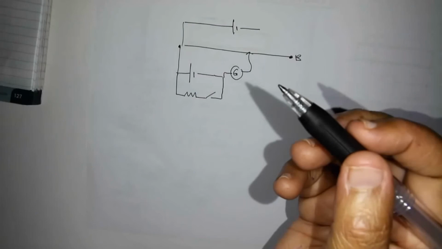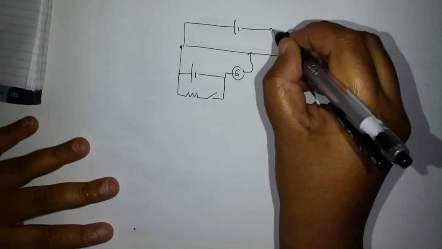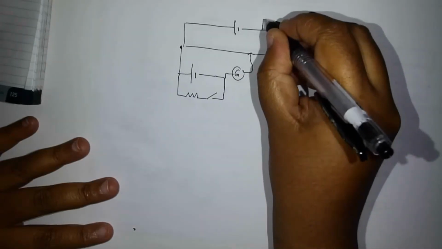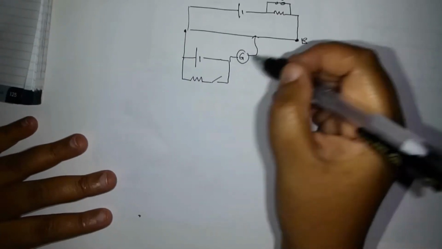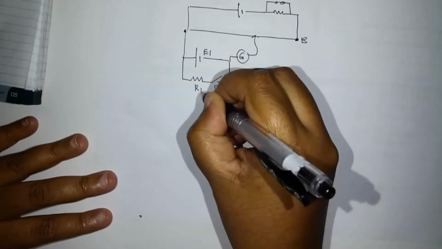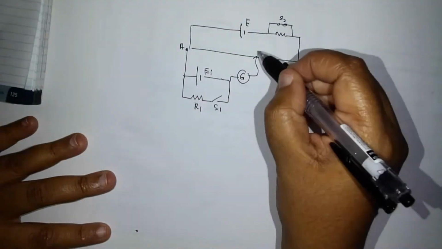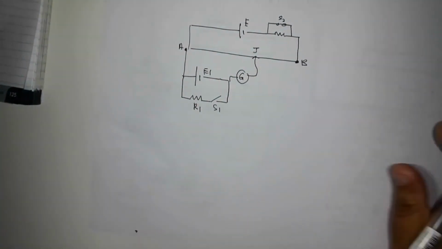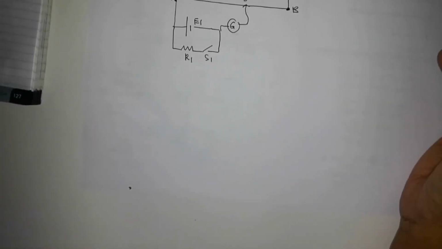This one, S2, is closed. So this one will be the resistance. S2 is closed. Okay, S2, and this is S1. This is E1, this is R1, and this one is E, this one is A, this one is J. Okay, so they want us to find the balance length AJ.